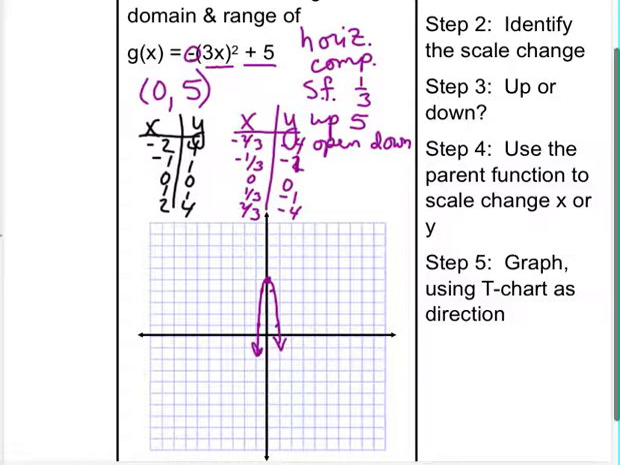All right, last piece, domain and range. I'm going to change colors so we can see it a little bit more clearly. Domain, always all real numbers. Range, start with y. It's opening down, so when we look at the graph, we can tell all of our y values are less than or equal to the y-coordinate of our vertex.